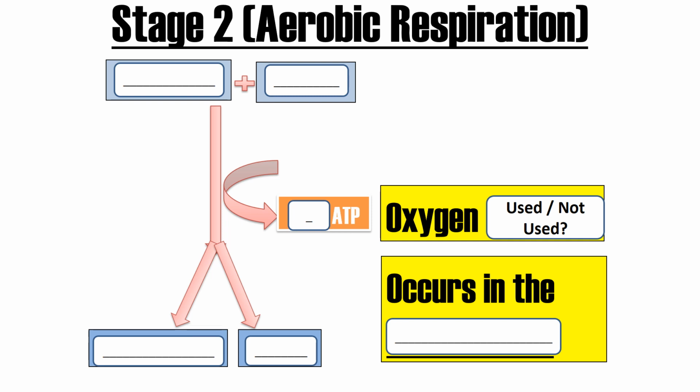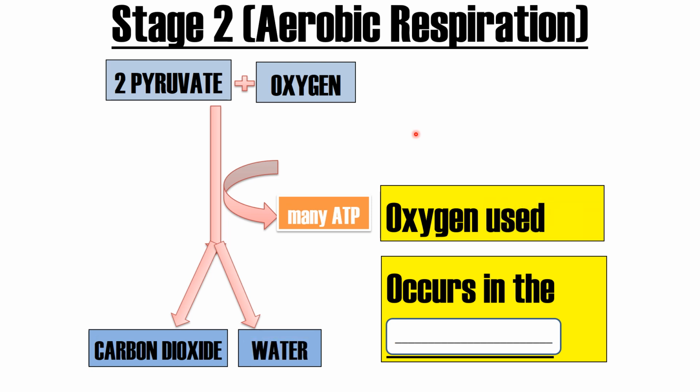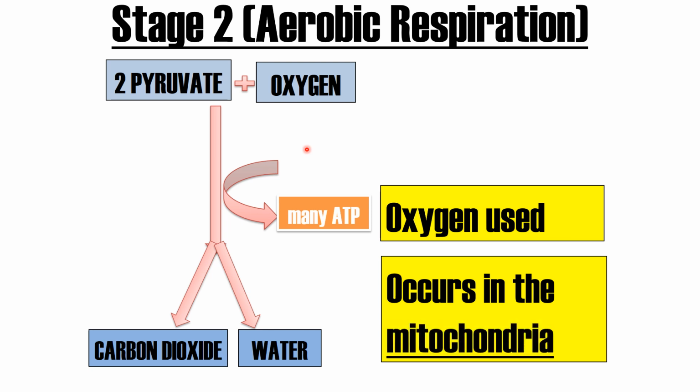Press pause again, try this. So stage 2, the 2 pyruvate combine with oxygen. They're broken down, and this produces many ATP, and the end products are carbon dioxide and water. So oxygen is being used here, and the pyruvate, which was produced in the cytoplasm, has moved into the mitochondria. Okay, so that's your stage 2.